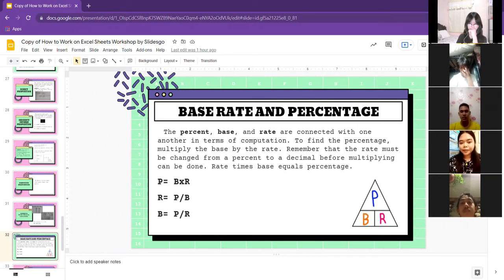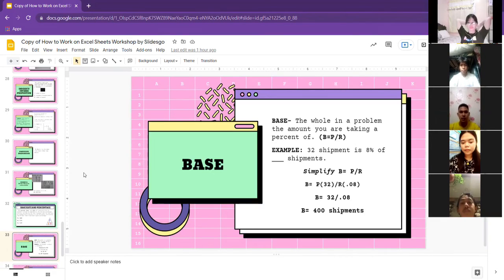Tapos makikita niyo naman sa baba, kapag percent yung nawawala, yung base, i-multiply mo siya sa rate. Pero kapag rate yung nawawala, yung percent, i-divide mo sa base. Ganon din sa base. Kapag base nawala, yung percent, i-divide mo siya sa rate. The rule in the problem, the amount you are taking a percent of. Yung base daw yung buong number sa problema. Tapos doon mo makukuha yung percent.